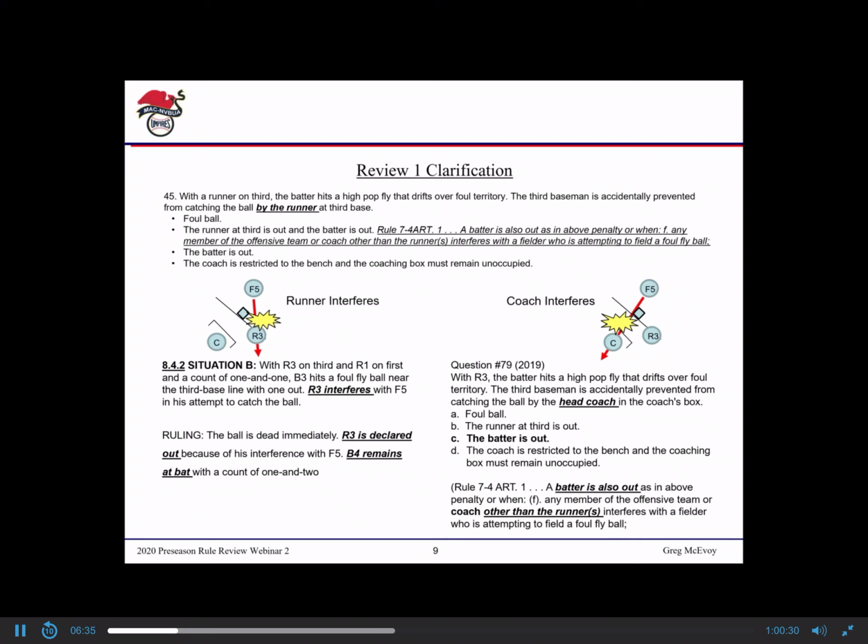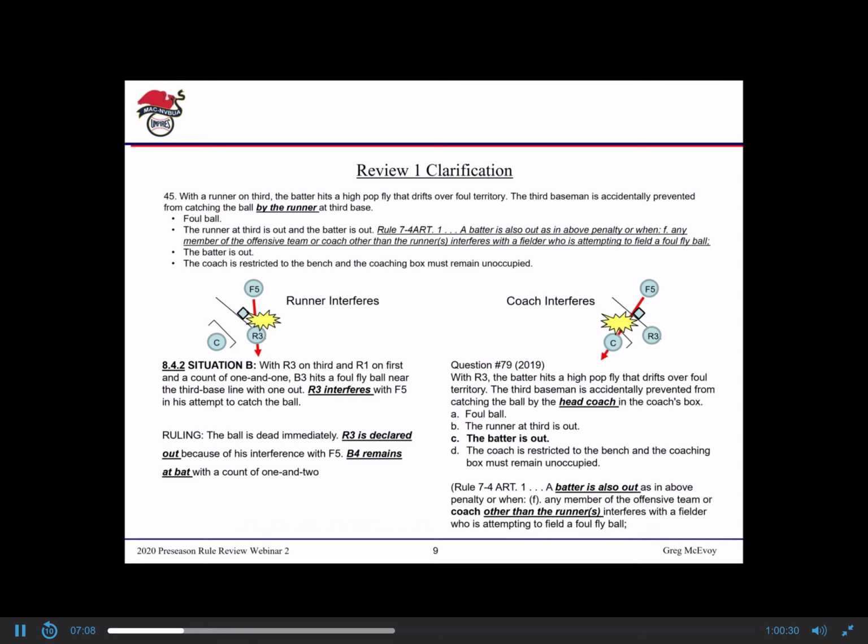When we have a runner on third and there's a pop-up around third base and the third baseman is accidentally prevented from catching it by the runner, the question gives you 4 options. And to be honest with you, none of those options really addresses the correct answer. I may be missing something, but the real answer I would like is that the runner at third is going to be out, but in B, it says the batter is out, which is not true.